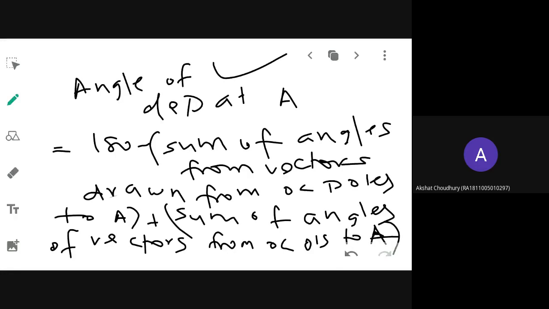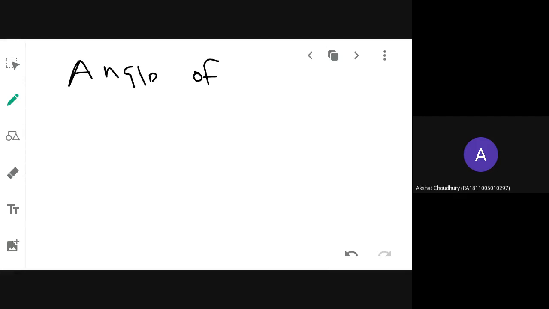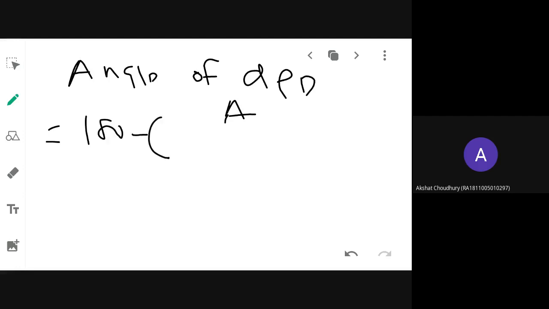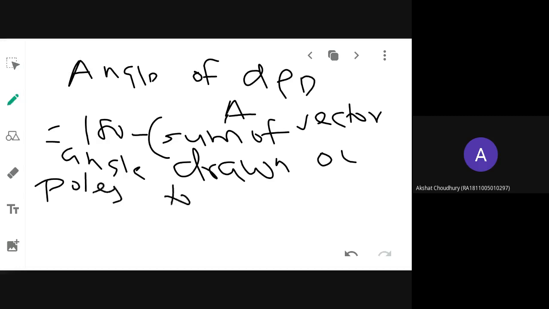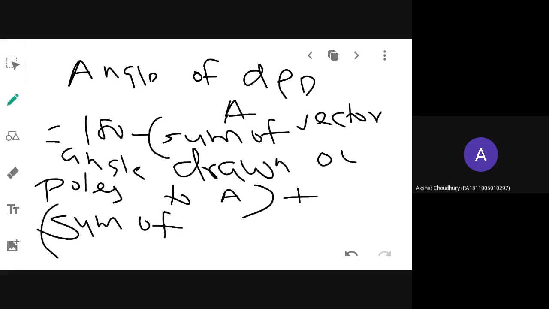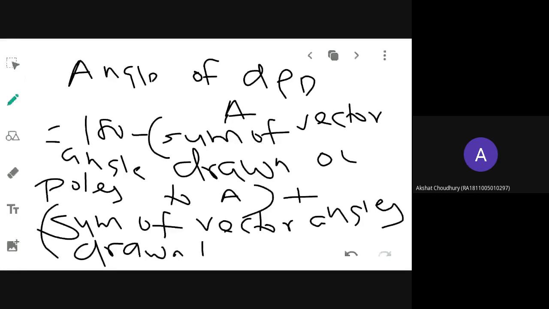Again I am writing the formula. Angle of departure: if you are considering complex pole A, then the formula is 180 minus the sum of vector angles drawn from open loop poles to A, plus the sum of vector angles drawn from open loop zeros to A. This formula will also be applicable to the angle of arrival. The same formula will be used.